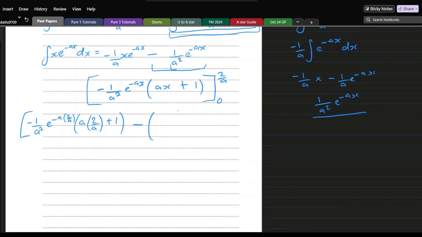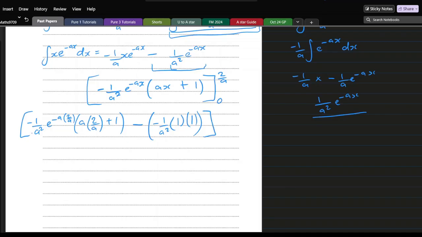Now we go on to our lower limit. That's negative 1 over a squared. Then we've got e to the negative. We're going to substitute this x with a 0, so it ends up being e to the power negative 0, which would be a 1. Okay. And then we've got a times x, so that's a times 0, which would be 0 here. And then we've got the plus 1, so that's another 1.